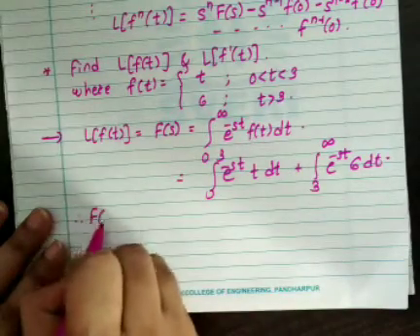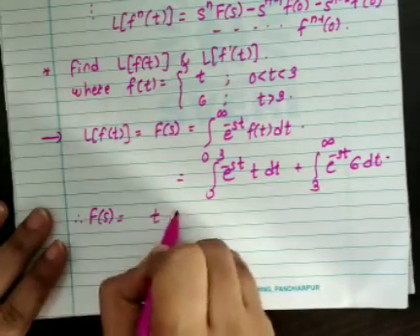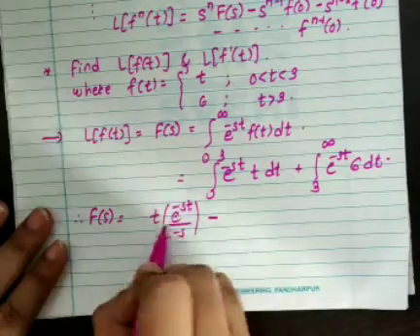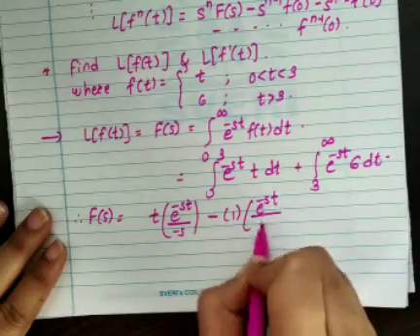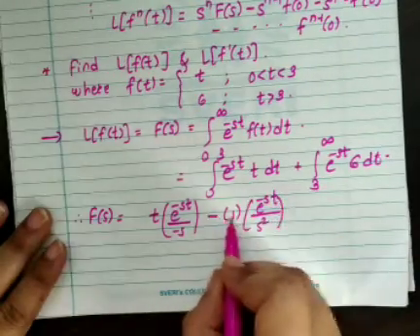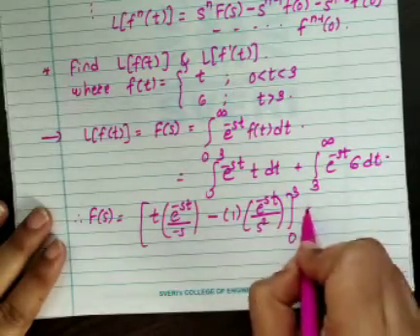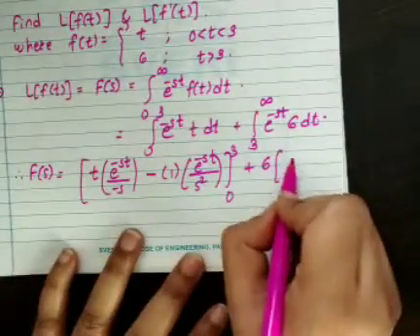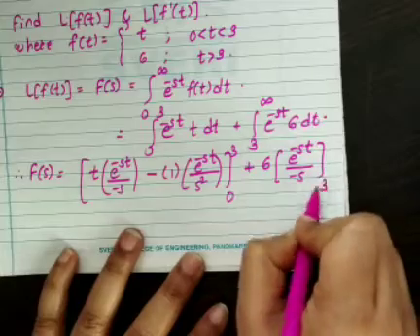Therefore F of s is equal to, we'll apply Leibniz rule, t e raised to minus st upon minus s, minus derivative of t, that is 1, times integration, next e raised to minus st upon s square, and if we take the next derivative, that will be 0, so it is from 0 to 3. Next, 6 is constant outside, and the integration is e raised to minus st upon minus s, and this is from 3 to infinity.